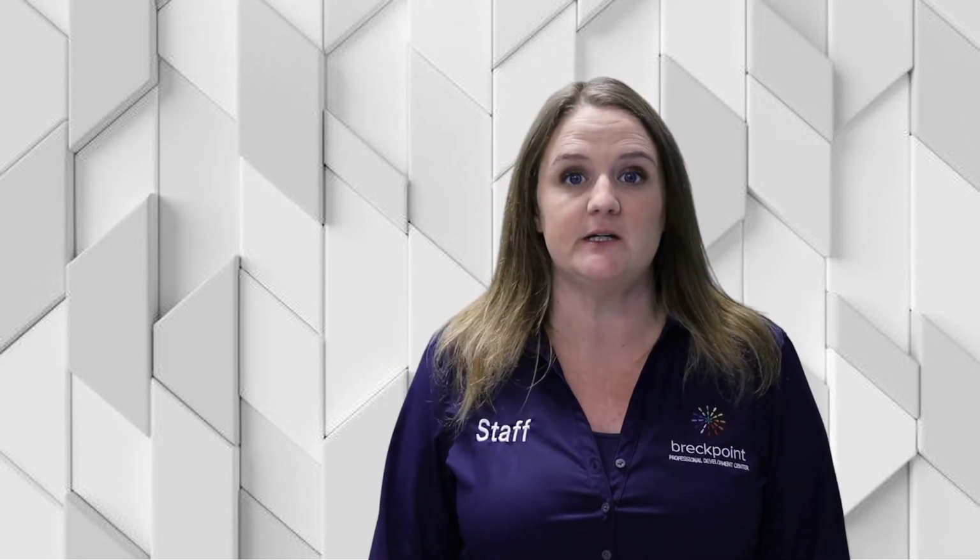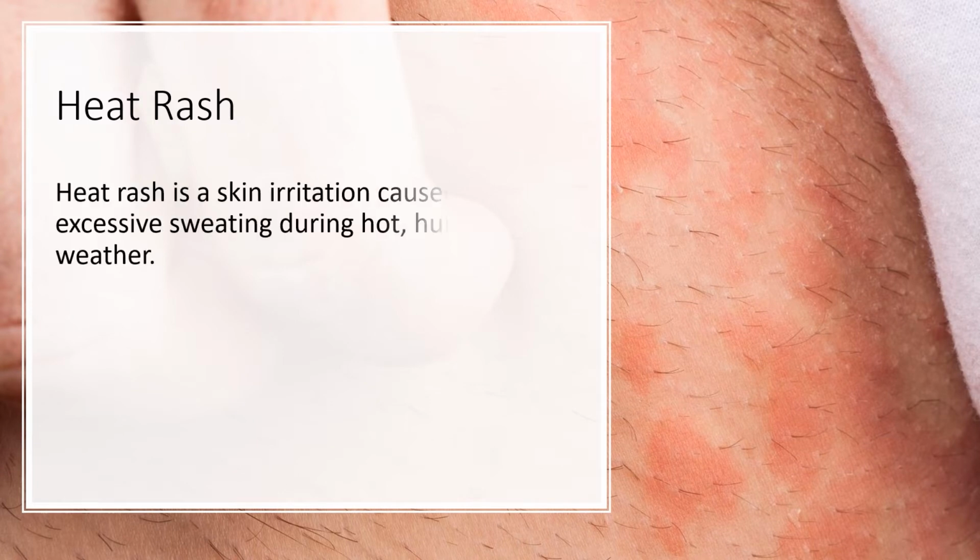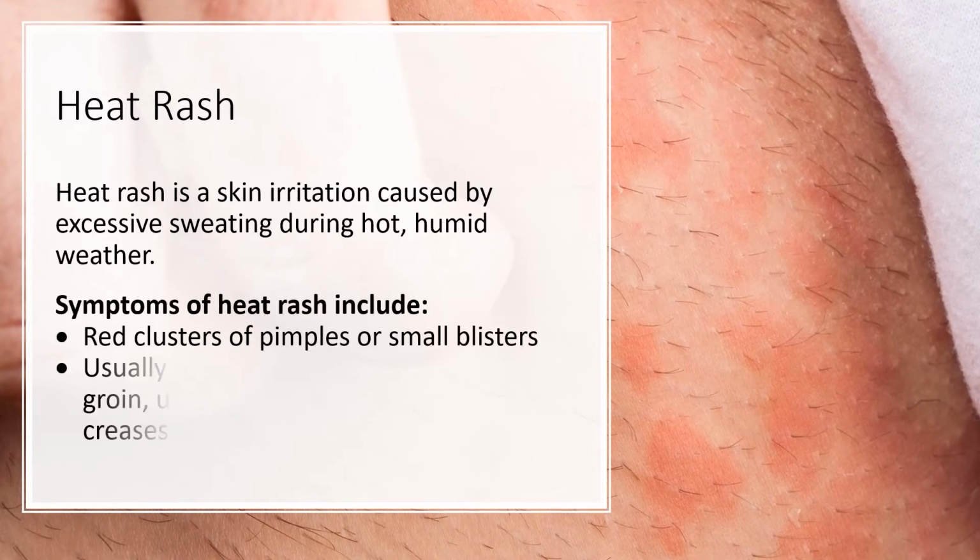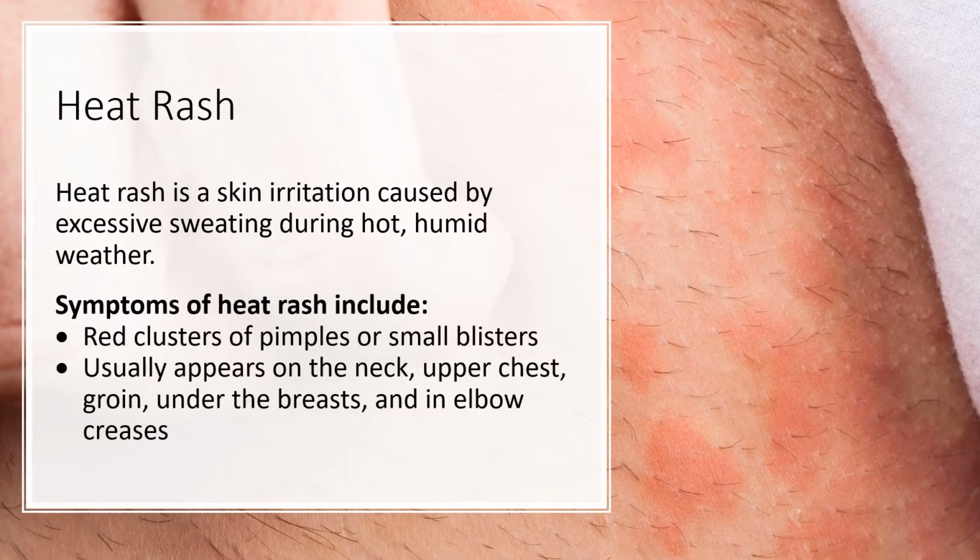Now that we understand what is considered a heat illness, let's go into depth about the different types of heat illnesses and the signs and symptoms of those heat illnesses. Heat rash. Heat rash is a skin irritation caused by excessive sweating during hot, humid weather. Symptoms of heat rash include red clusters of pimples or small blisters. These usually appear on the neck, upper chest, groin, under the breast, and in elbow creases.